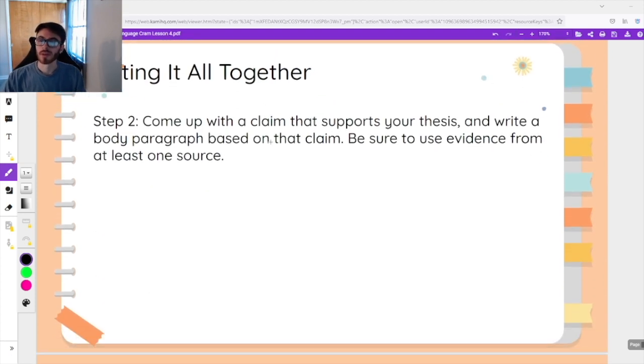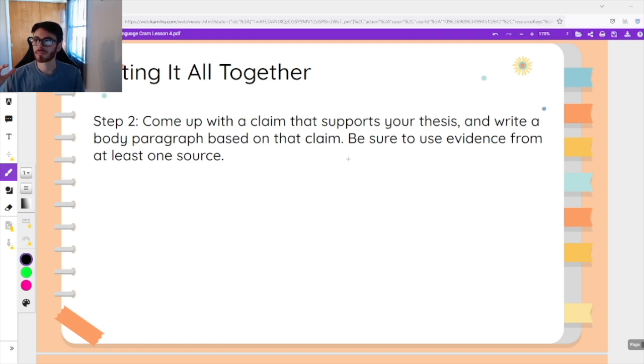All right, step 2. Come up with a claim that supports your thesis. You can use the claim you came up with earlier if you would like, and write a body paragraph based on that claim. Be sure to use evidence from at least one source. Now, your entire essay needs 3 sources at least, right? You could use one source per body paragraph if you would like. You could use multiple sources in a body paragraph if you would like. That's up to you.